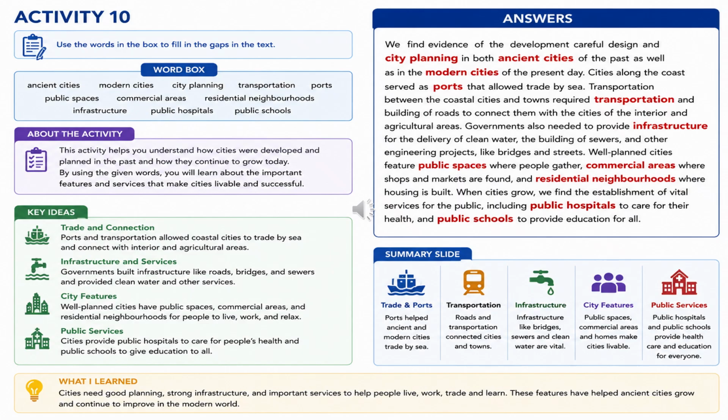So the main message of this activity is that cities do not become successful by chance. They grow through careful planning, strong infrastructure, reliable transportation, and quality public services. So these features have helped both ancient and modern cities develop and continue to improve. So with that, we have completed all the activities in the textbook. Now we can move to a plenary session.